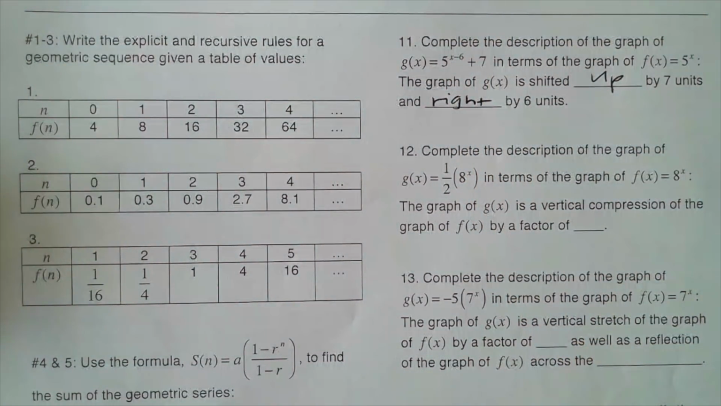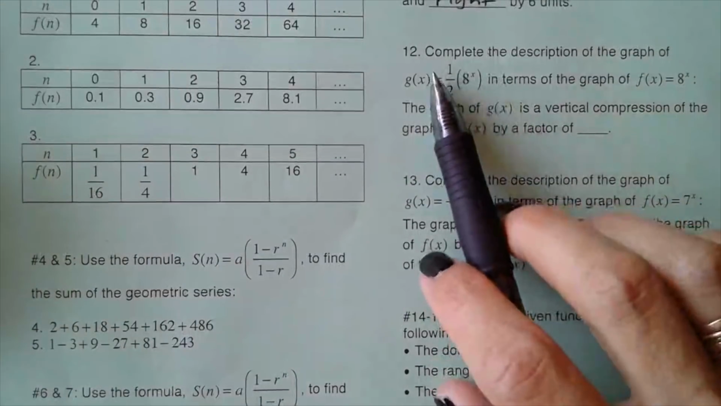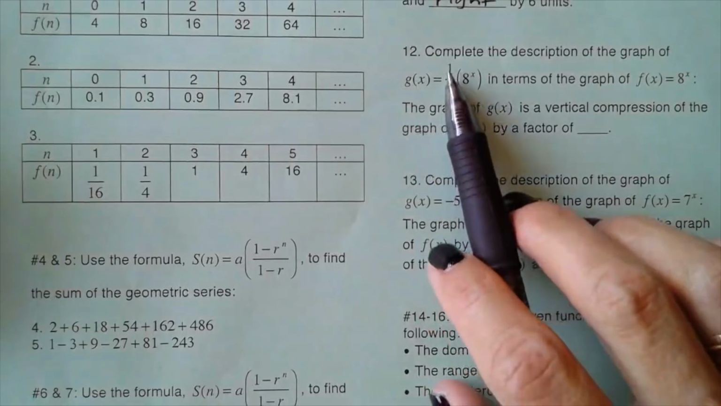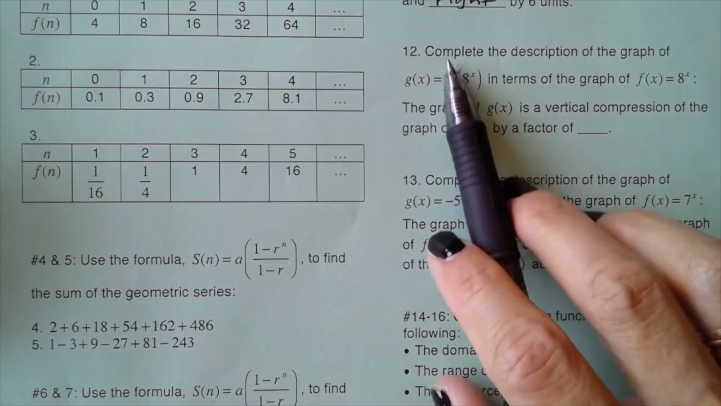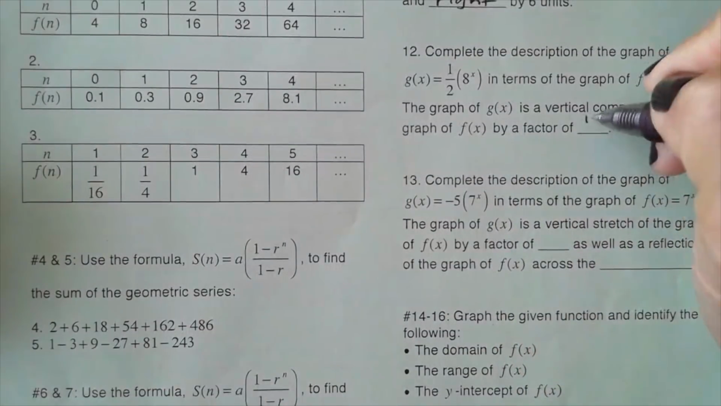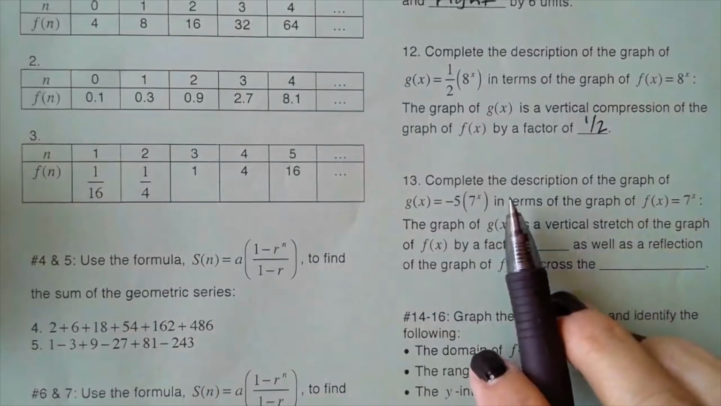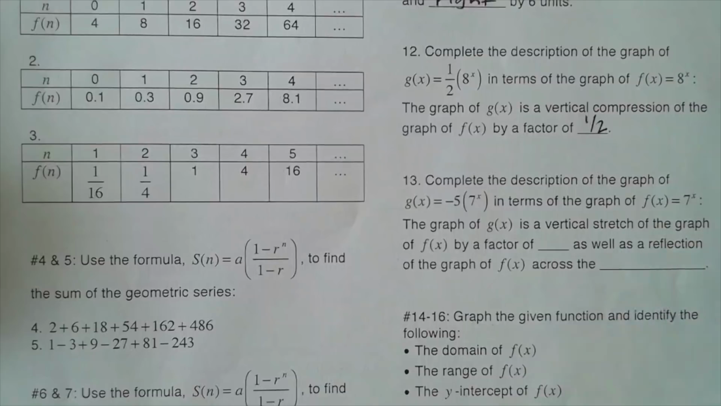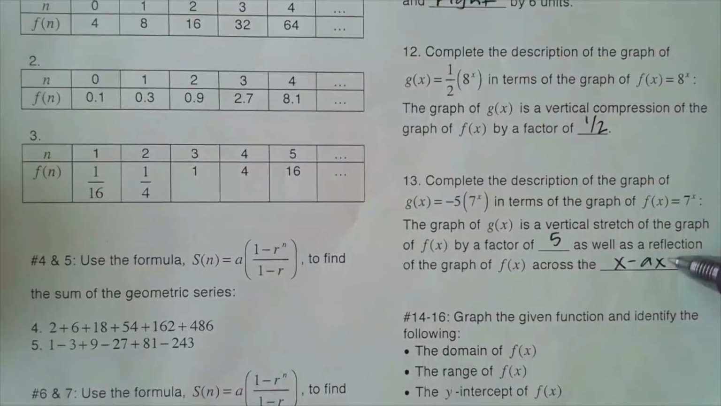Number 12, we have f of x is a to the x, and then g is 1/2 a to the x. So in front, you have a vertical compression, and it's by a factor of 1/2. And then number 13, we have -5. So we have a vertical stretch by a factor of 5 and reflects across the x-axis.